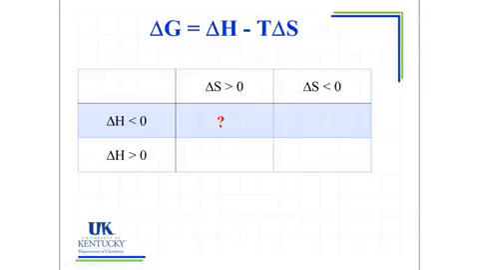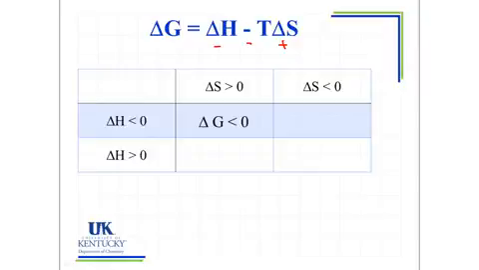So let's first look at delta H is less than 0 and delta S is greater than 0. So if delta H is less than 0, then what I see is that my delta H value is negative, and my delta S value is positive because it's greater than 0, but the second term will be negative, so delta G will always be less than 0 in that case.